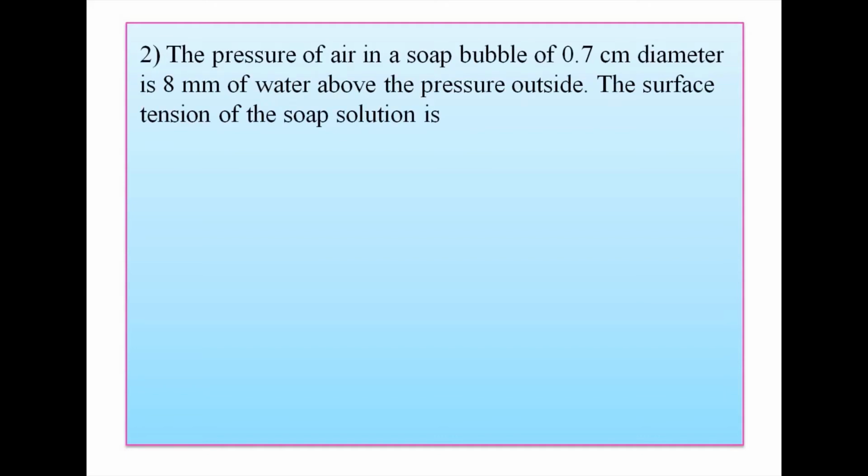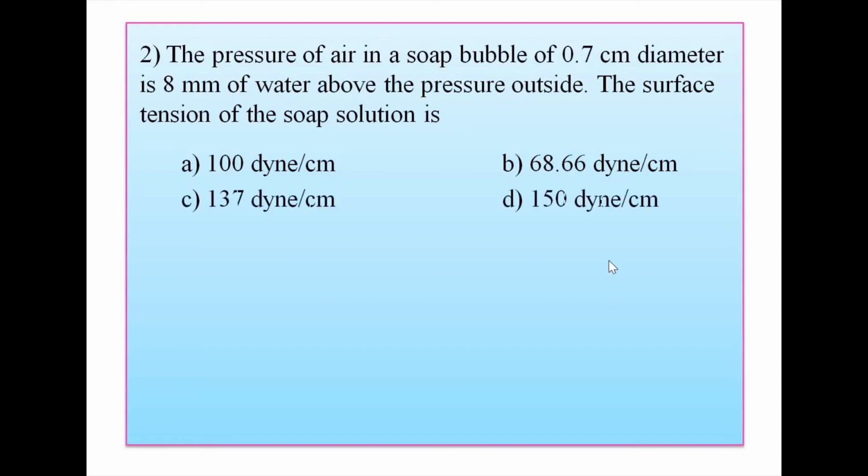The pressure of air in a soap bubble of 0.7 centimeter diameter is 8 millimeter of water above the pressure outside. The surface tension of the soap solution is, and the options are: option A is 100 dyne per centimeter, option B is 68.66 dyne per centimeter, option C is 137 dyne per centimeter, and option D is 150 dyne per centimeter. So let's see the solution for this.